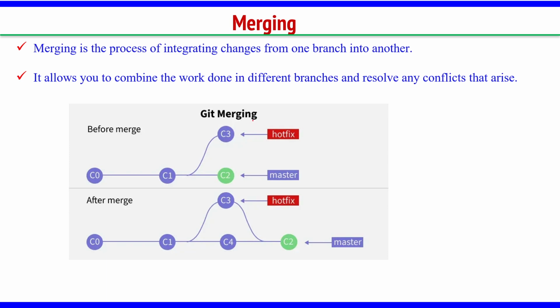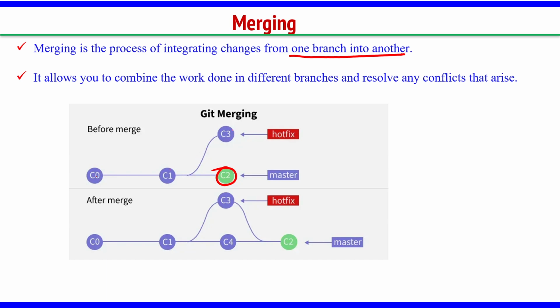Merging. Okay, what is this merging? So you made the change, you have to merge it back to the master or main branch, the main line. So merging is the process of integrating changes from one branch to another. Okay, see this diagram here. So C0 is version 1, C1 is there, right? Then the final code is C2. The final code is C2, right?